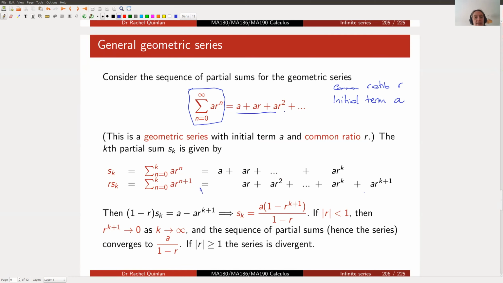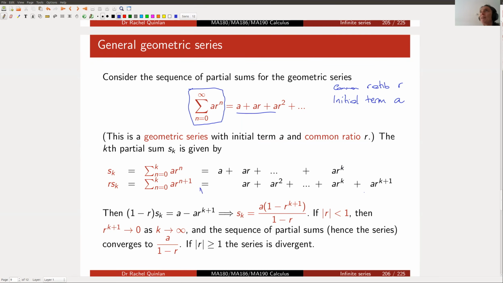So, the term that we'll call S_k would be the sum from n equals 0 to k. Writing that out longhand, that would be A plus AR plus AR squared up as far as AR to the k. This is exactly what we had in the previous slide: 1 plus a half up as far as 1 over 2 to the k.